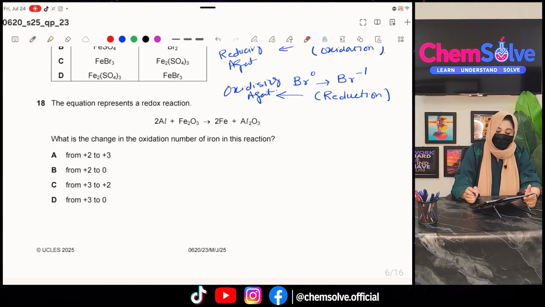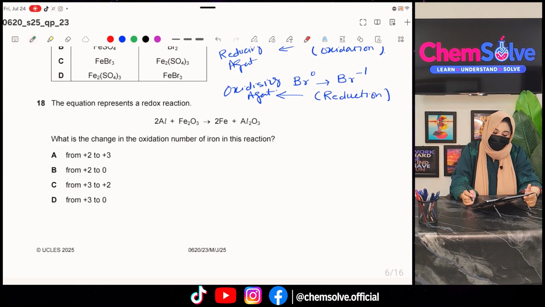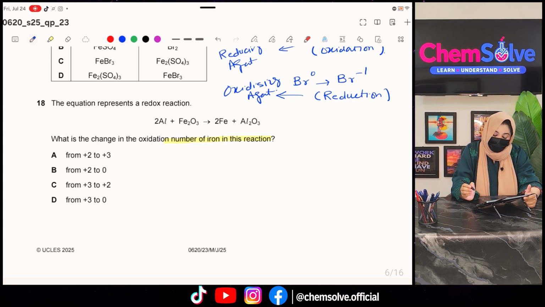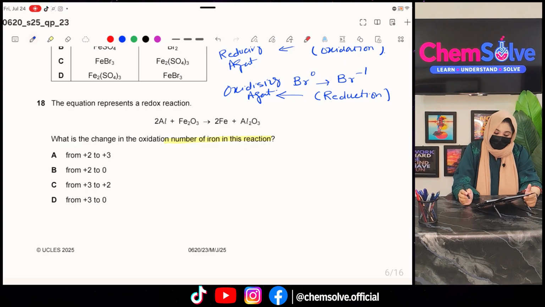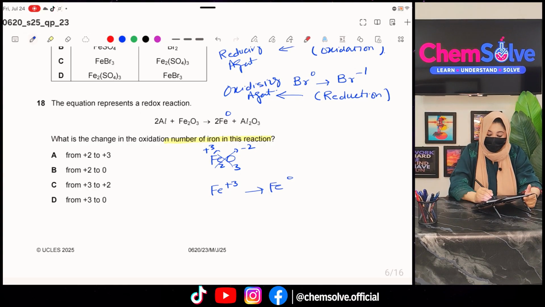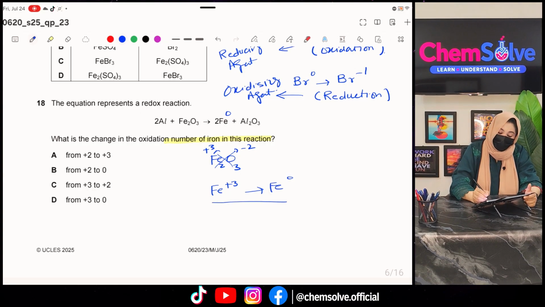So look at question number 18. The equation represents a redox reaction. What is the change in the oxidation number of iron in this reaction? We have to look for the oxidation number of iron only. Okay, let's see. Iron is in Fe2O3. It means iron is positive 3 here and oxygen is -2. And here iron is alone. When something is alone, it is in free state, the oxidation state is 0. So it changes from positive 3 to 0. That's why the correct option is option D.